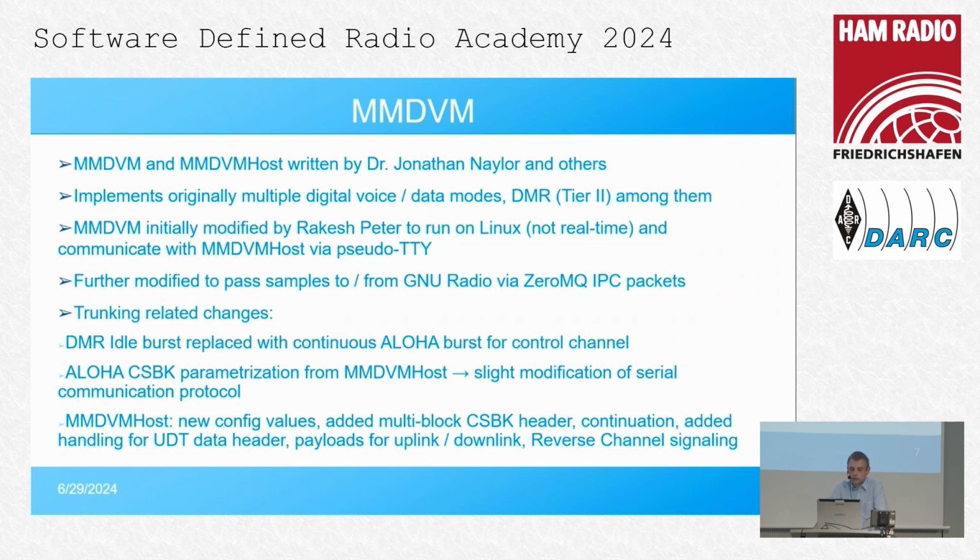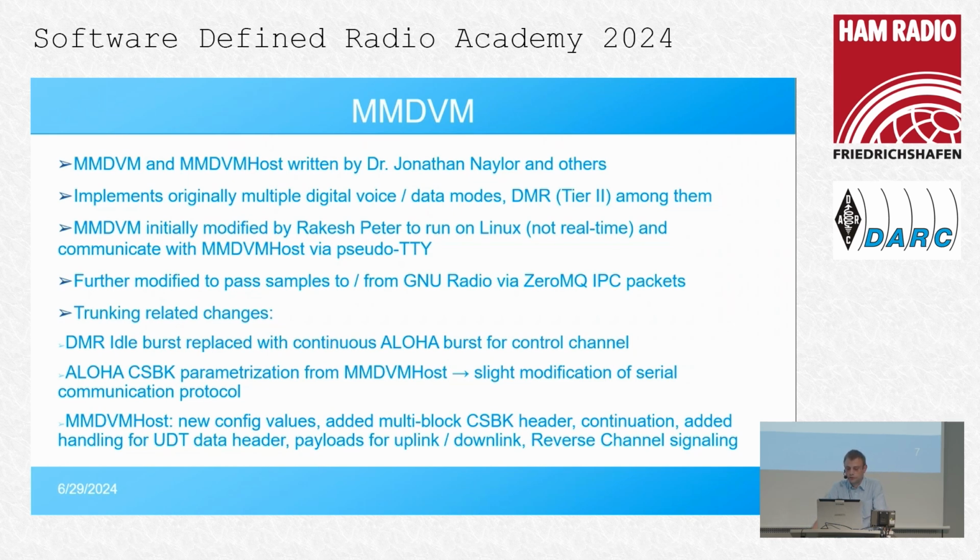Also, there have been a number of trunking-related changes. Most notably the DMR idle burst, which occurs when a repeater is idle and sends that periodic message. This burst was replaced with a continuous Aloha burst, which announces the control channel of the system. Of course, that Aloha burst is parameterized from inside MMDVM host, so that also required a slight modification of the serial communication protocol, which controls MMDVM from MMDVM host.